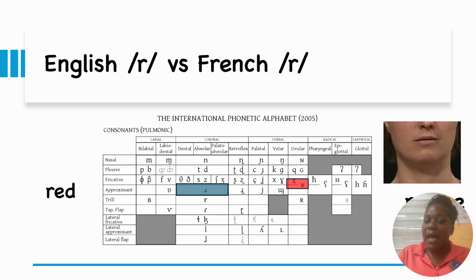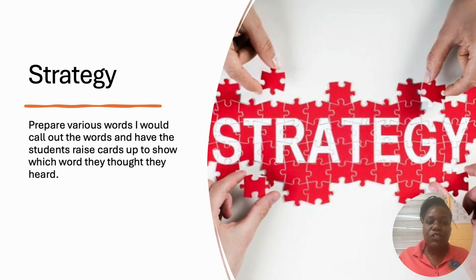For students who may have difficulty with this, a strategy would be to prepare a word list as well as cards, and I would call out the words, whether in English or in French, and have the students raise the cards based on the word that they thought they heard. This would help with listening, and thereafter, I would have the students repeat so as to help their muscle memory. So they're listening and they're getting an opportunity to speak.